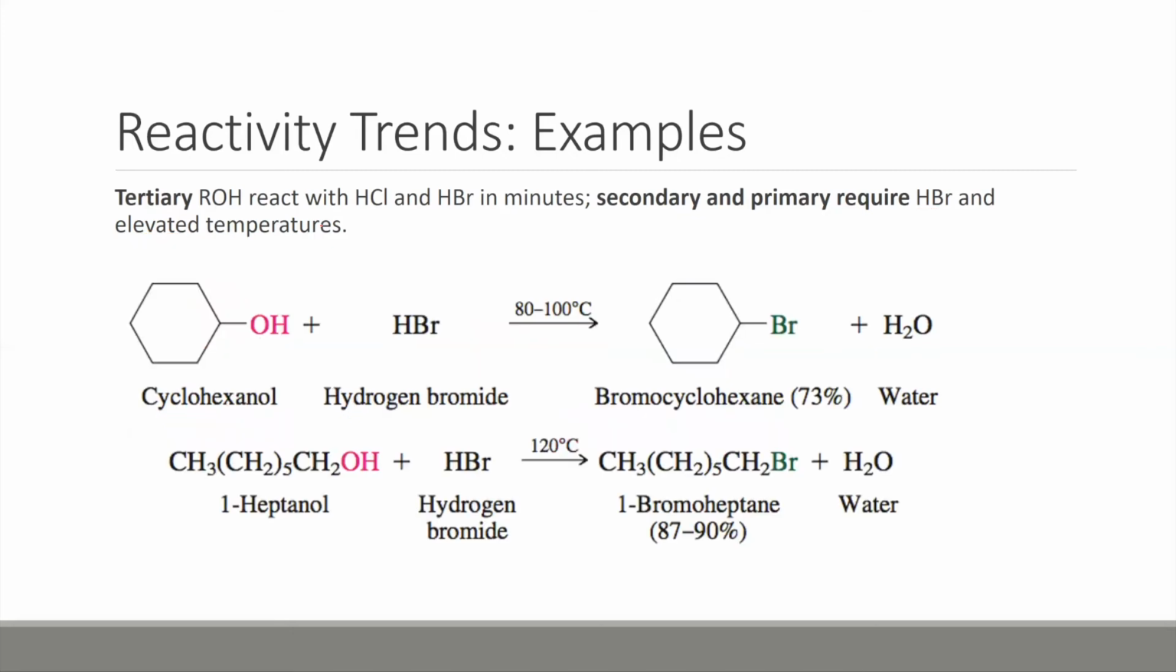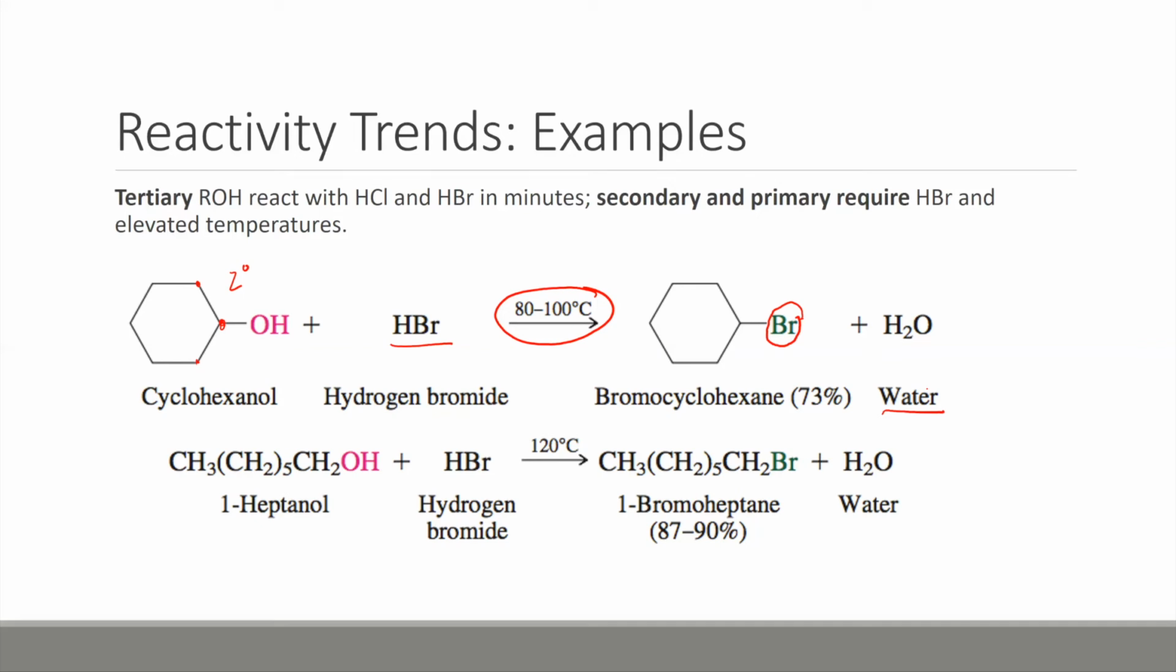Here's some examples of those reactions. So if you look at this alcohol here, this is cyclohexanol. It is a secondary alcohol because the carbon attached to the OH is attached to 2 other carbons. So it requires hydrogen bromide and some heat. Notice this is 80 to 100 degrees Celsius, where 100 degrees Celsius, as a reminder, is where water is going to boil. And we make bromocyclohexane, so the alcohol has been replaced with a bromine, and water. That's always in our product as well for this reaction.